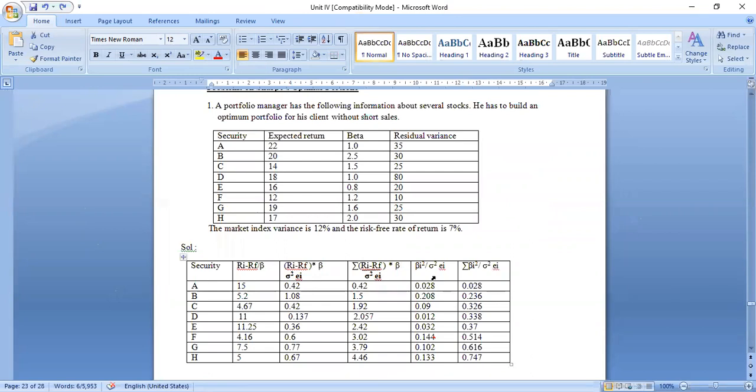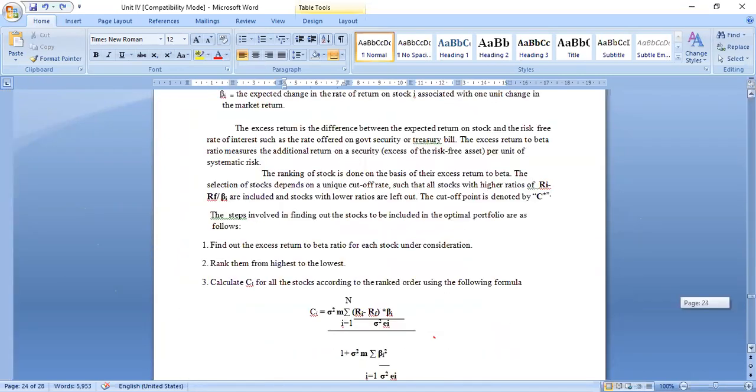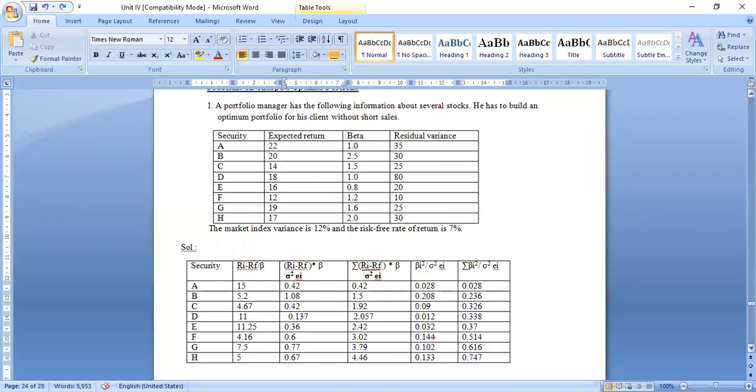I guess here I have made changes. Yes, I forgot to tell you, it was a mistake from my side. It is not divided, it is multiplied. It's the same formula that you will see here: (Ri minus Rf) divided by residual variance, into beta i. So that is a mistake which I made in the previous document which I shared. I forgot to highlight that this was an error.